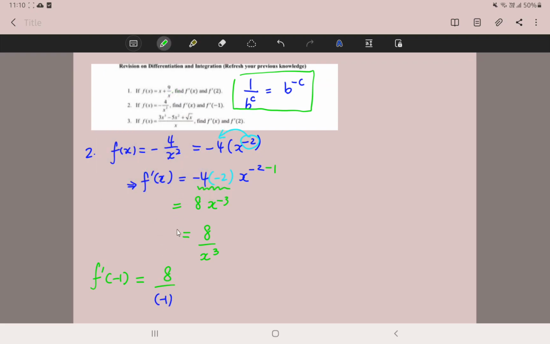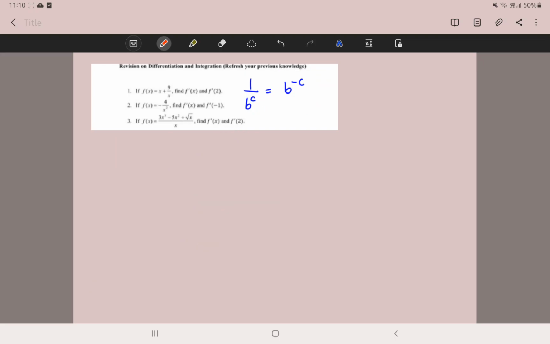Okay, so 8 times negative 1 to the power of 3 is negative 1, which is negative 8. Alright, so the last question is question 3. So if f of x is 3x cubed minus 5x squared plus square root of x?